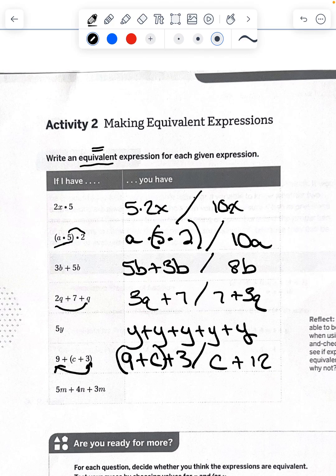And then the last one, 5m plus 4n plus 3m. Here's something that you may not know. Since this has a different letter, you cannot combine them with the 5m and the 3m. So the only ones that you can actually combine are the ones that are identical with the m. So 5m and 3m is 8m plus 4n, because the m would have a different number substituted in for it than the n would. And then you can also reverse that and put 4n plus 8m. Okay. Alrighty. Hopefully those made some sense.